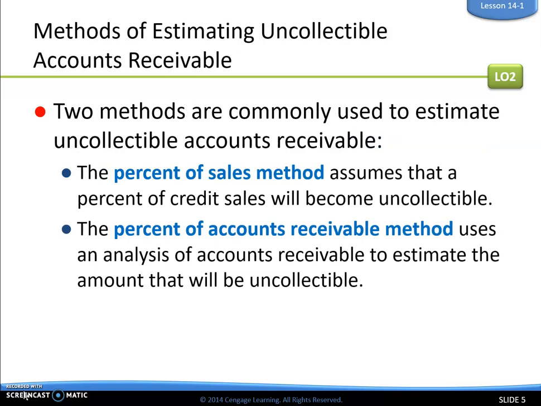There are 2 methods that are commonly used to estimate uncollectible accounts receivable. The percentage of sales method, which assumes that a percentage of credit sales will become uncollectible. So all credit sales, we're going to assume a percentage of them will not be collectible. It's part of doing business, okay? We know that we aren't going to collect on everything. Okay, and then we also have the percent of accounts receivable method, and this uses an analysis of accounts receivable to estimate the amount that will be uncollectible.